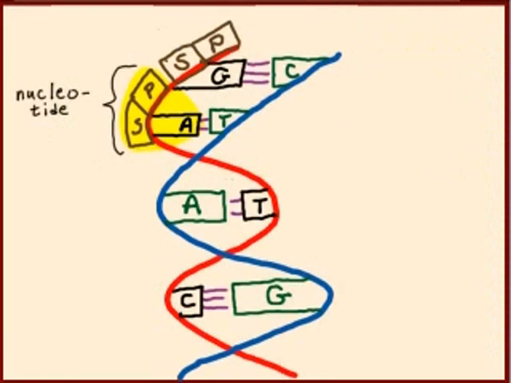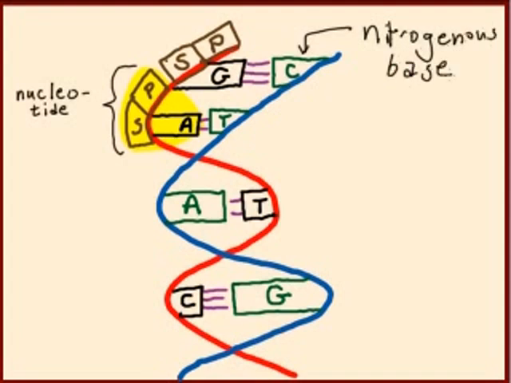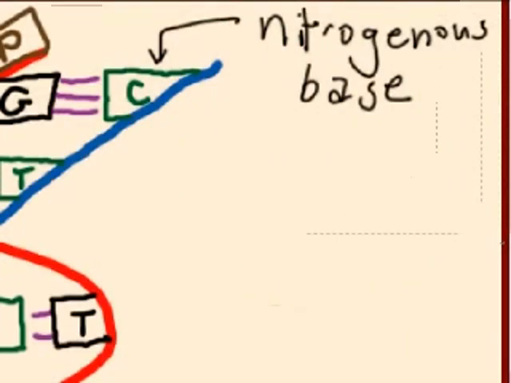Now the individual letters here, like G, A, T, and C, each of them is a nitrogenous base. So a nucleotide is made up of a nitrogenous base, a sugar, and a phosphate. And so these individual components here, this is called a nitrogenous base. There are 4 nitrogenous bases.